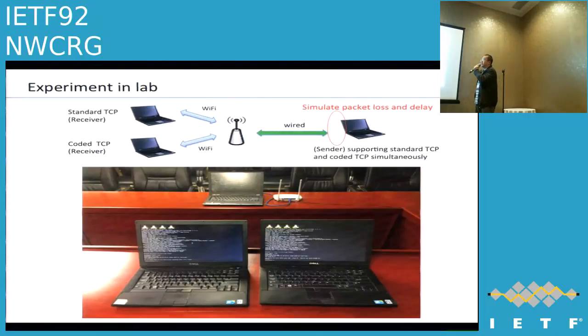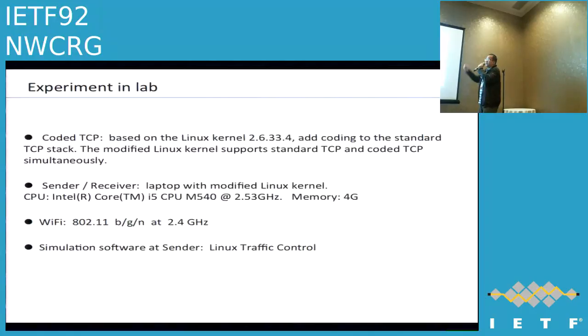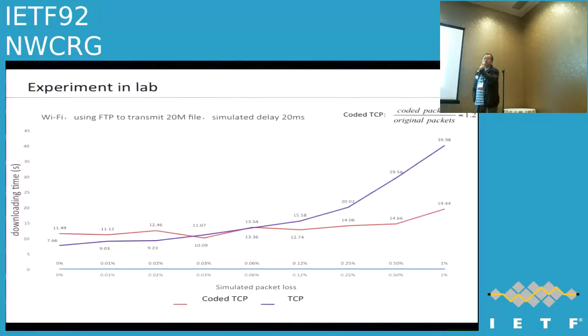We have implemented this coded TCP prototype in the Linux kernel, based on 2.6. In this test environment, we deploy the coded TCP on both laptops, and the two laptops behave as the receiver, and the right side top labs behave as the sender. We also install the Linux traffic control software at the sender to simulate the packet loss. So this is the introduction of the test environment, and this is the test results.